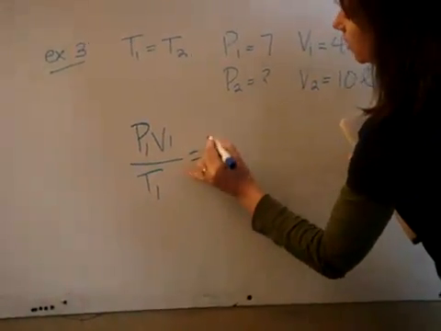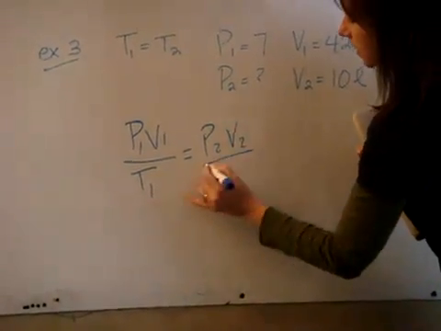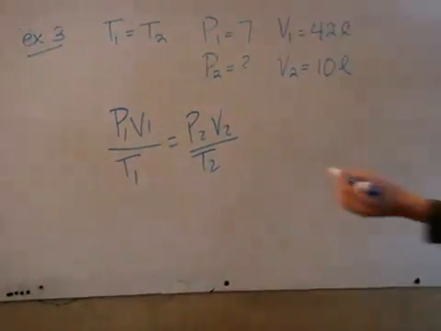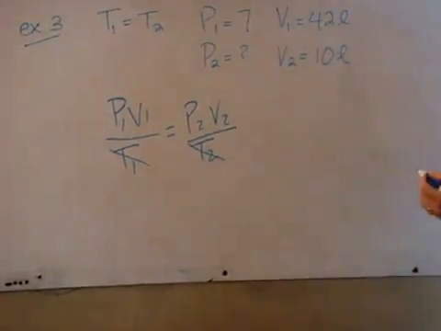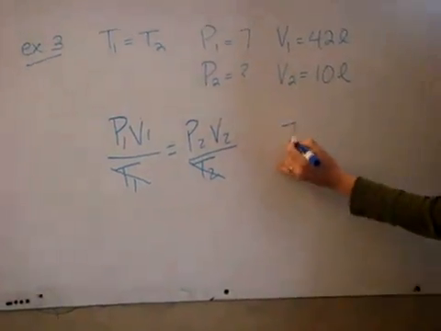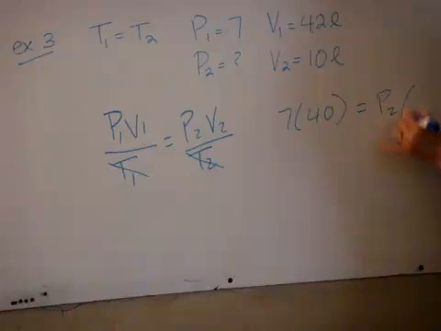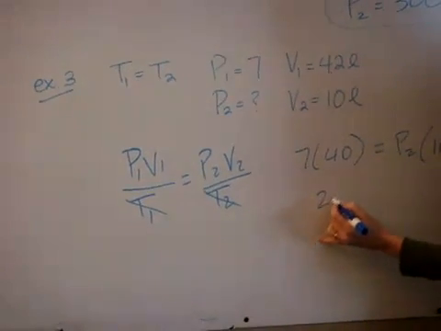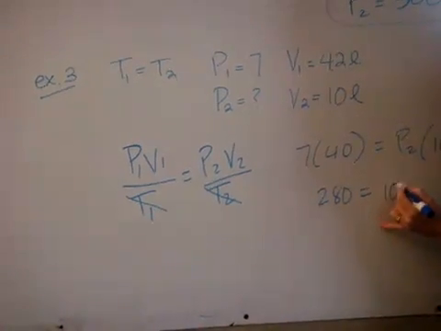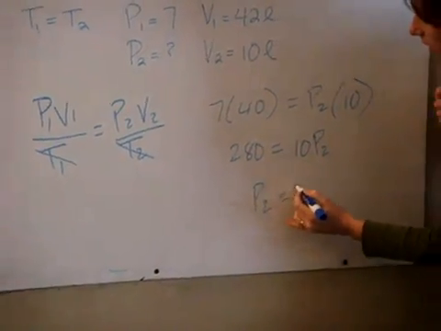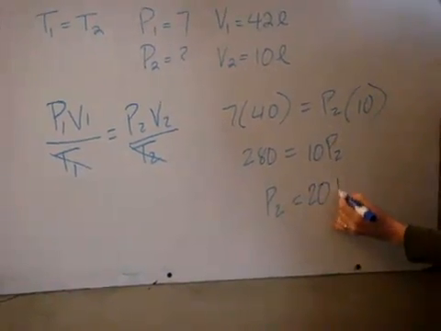So let's write down our formula. You will have this memorized by the time you do all your problems. It's not a very difficult equation. So we can cross out the temperatures because it's held constant. We fill in what we know. It would be 7 times 42 equals pressure 2, which we don't know, times 10. So we get 280 equals 10 times pressure 2. Divide both sides by 10, we get pressure 2 equals 28 Newton meters.